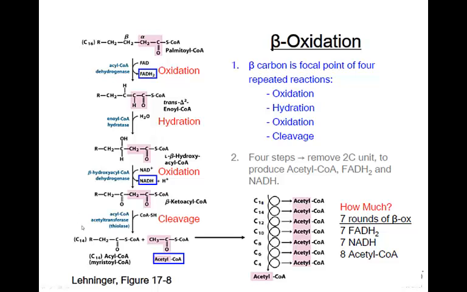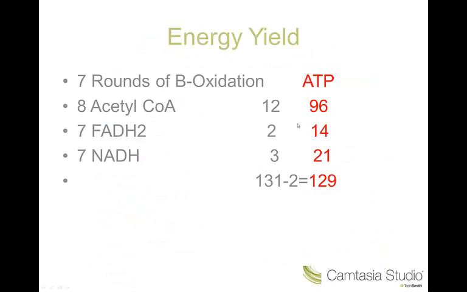So the cycle is going to repeat another 6 times so that we get a total of 7 rounds of beta oxidation. Every run of beta oxidation generates one FADH2 and one NADH. So we're going to generate a total of 7 FADH2, 7 NADH, and 8 acetyl-CoA are going to be generated as well. Now let's take a look at the energy production or the energy yield.